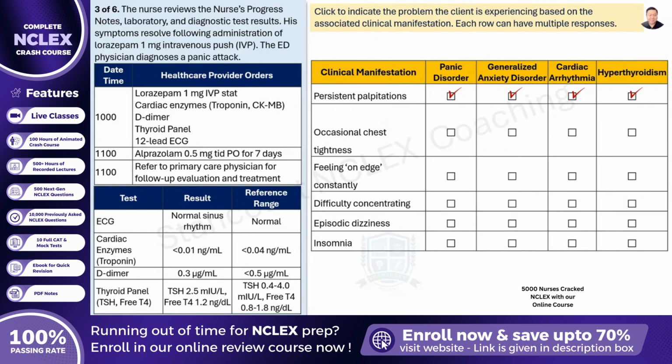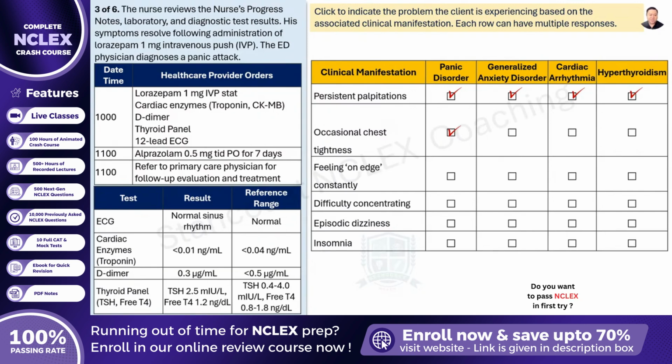Now let's move into the next category, occasional chest tightness. What do you think about this one? Well, this is associated with panic disorder because that feeling of chest tightness or pressure often comes from muscle tension or hyperventilation during the panic attack. And it's also part of the DSM-5 list. And if this happens with anxiety and goes away with calm, it's likely panic driven.